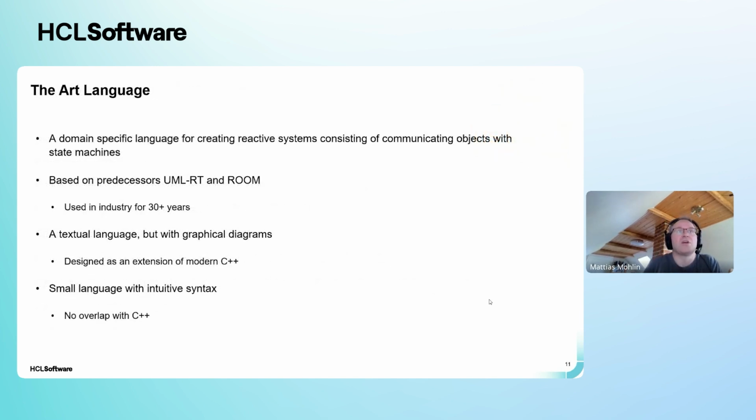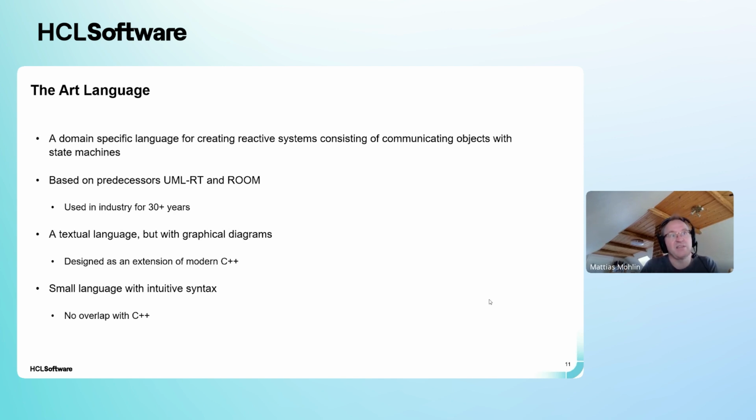So looking at this Art language that is at the center of Code RealTime, this is a domain-specific language for creating reactive systems that consist of communicating objects with state machines. It might be a new language from the syntax point of view, but it's actually old in the sense that it builds on the concepts that were present already in the predecessors UML RealTime and ROOM, which has already been used in industry and proven with a good track record for more than 30 years.